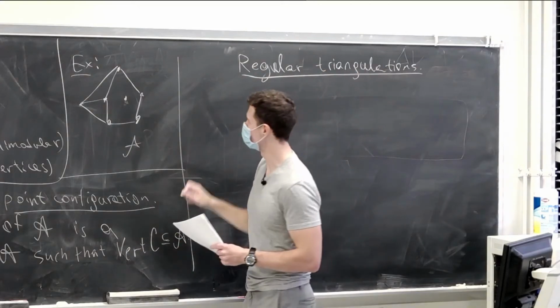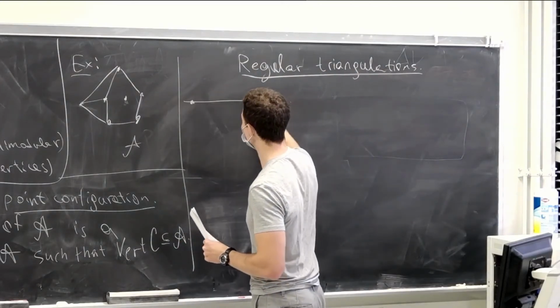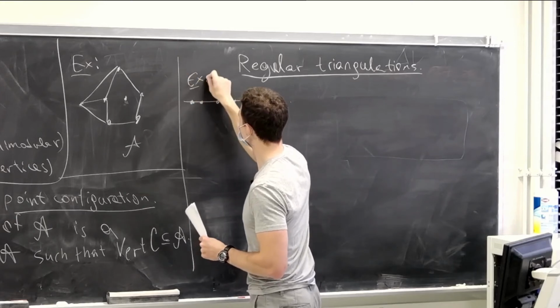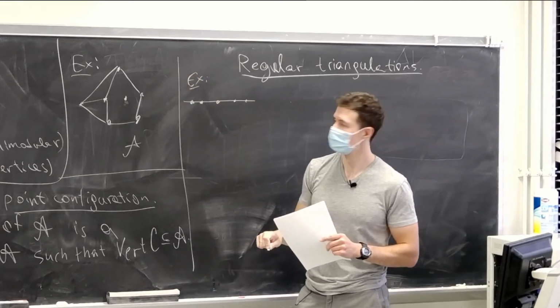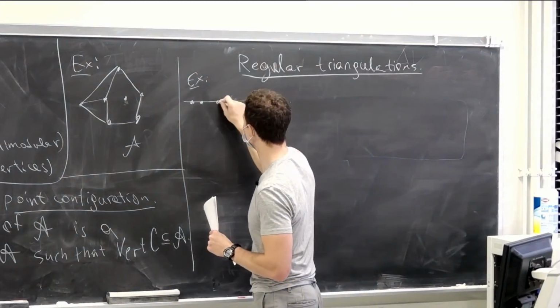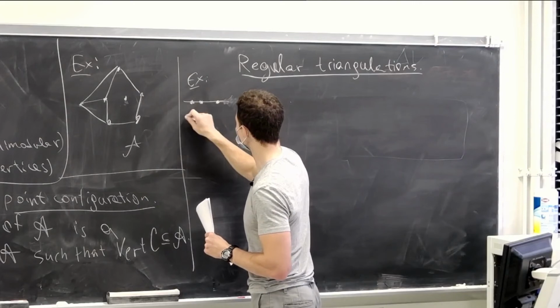Right, yeah, that's a good question. What if all my points lie on the same line? Right, so let's try an example. Let's say I take 3 points on the line. This is my A.